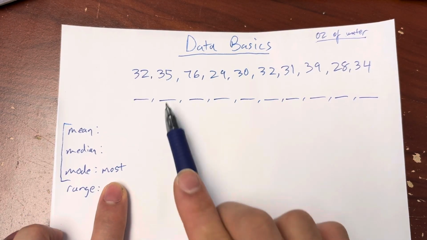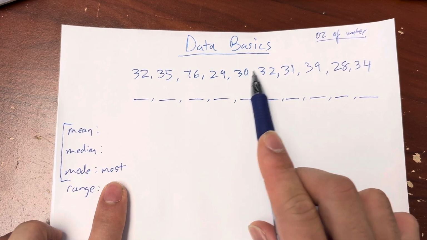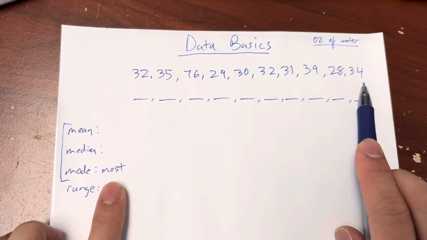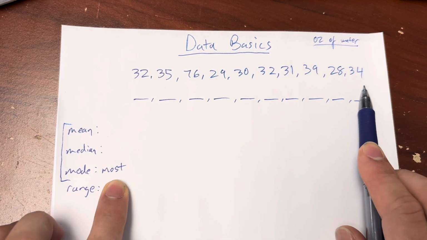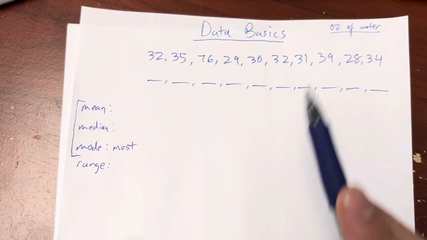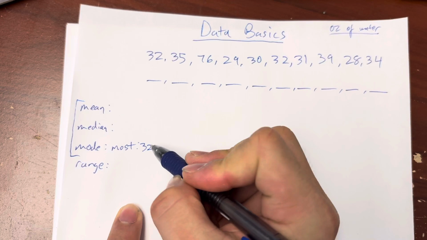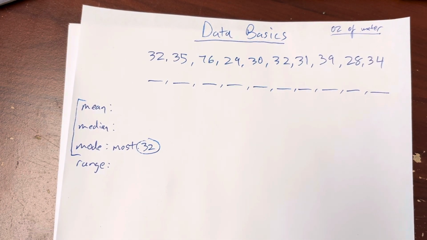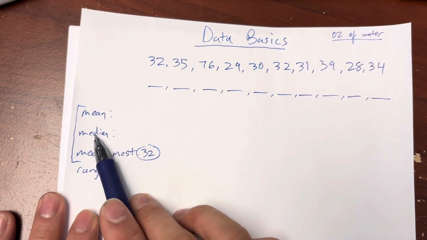Okay, so if you go through this: 32, 35, 76, 29, 30, 32, 31, 39, 28, and 34, the number that repeats the most happens to be 32. So that's quite easy, right? The mode in itself is simply 32. Easy peasy, done. The next easiest thing to understand is the median, right?